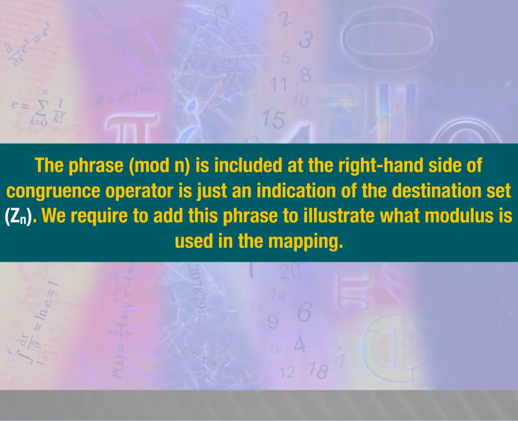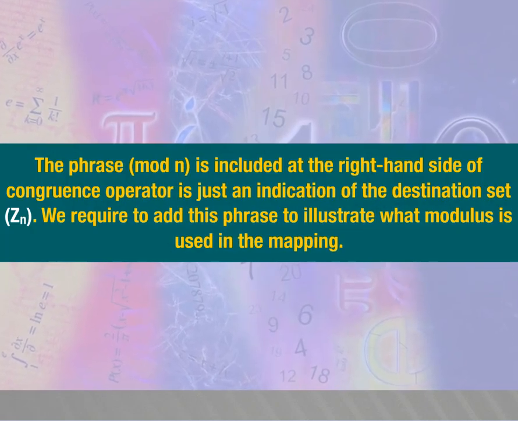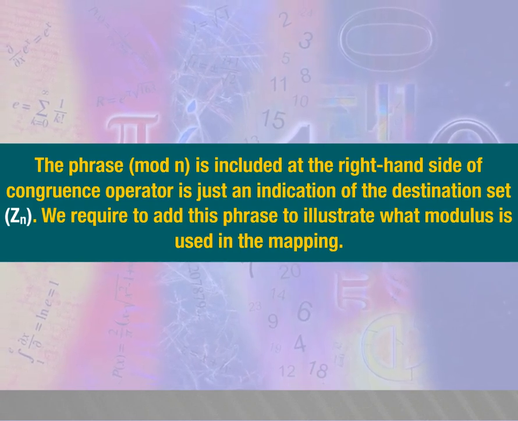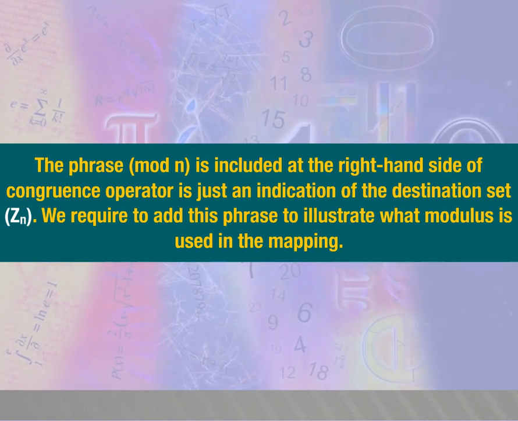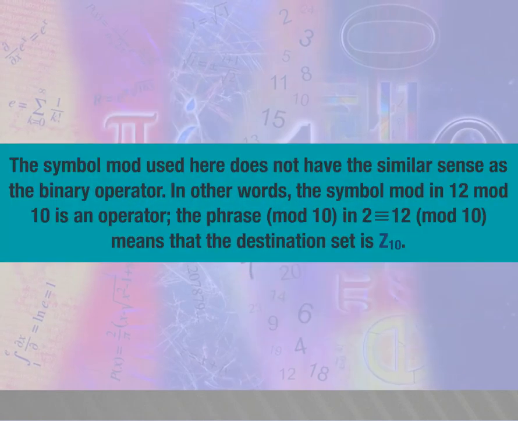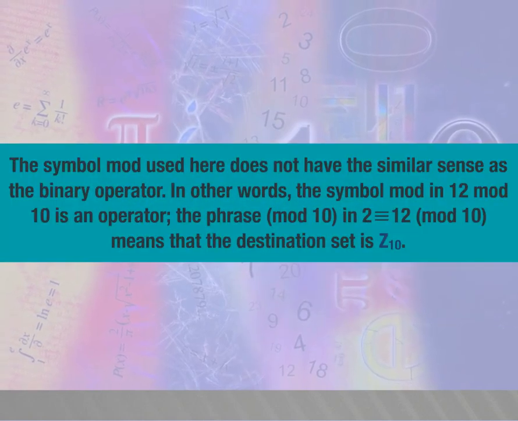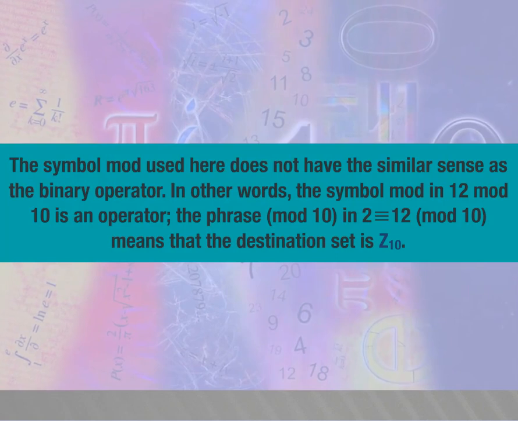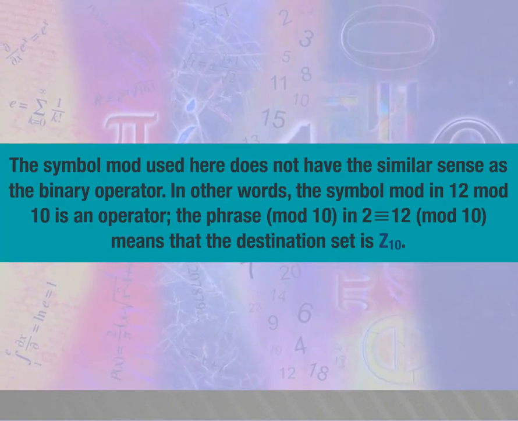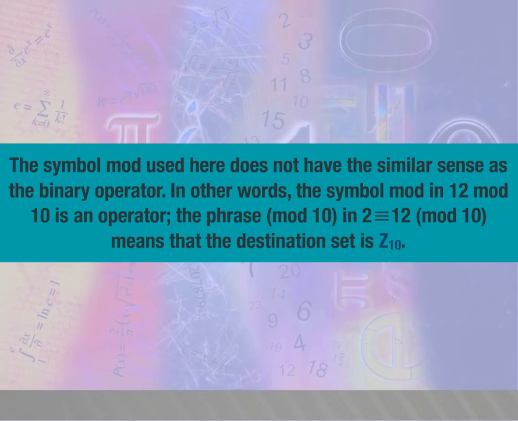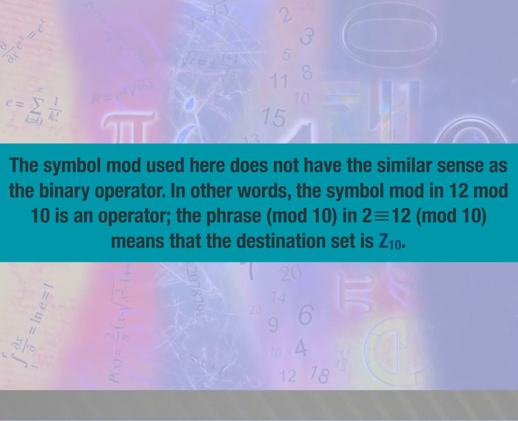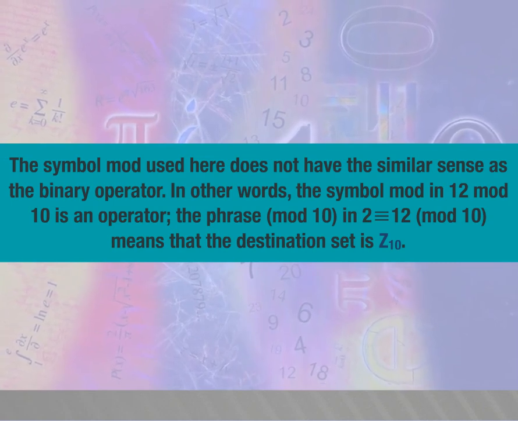The phrase mod n included at the right-hand side of the congruence operator is just an indication of the destination set Zn. We require to add this phrase to illustrate what modulus is used in the mapping. The symbol mod used here does not have the similar sense as the binary operator. In other words, the symbol mod in 12 mod 10 is an operator. The phrase mod 10 in 2 is congruent to 12 mod 10 means that the destination set is Z10.